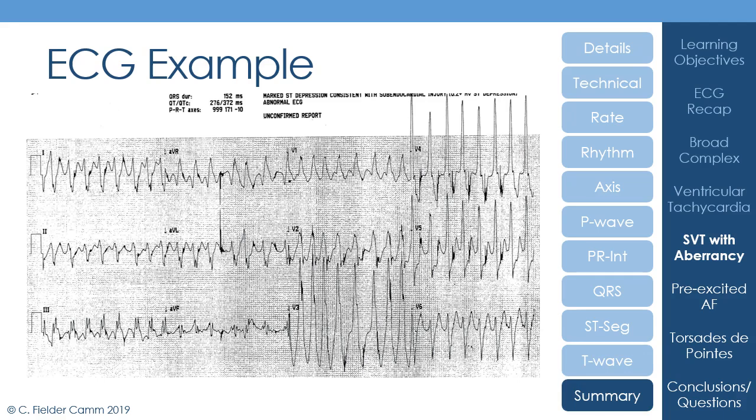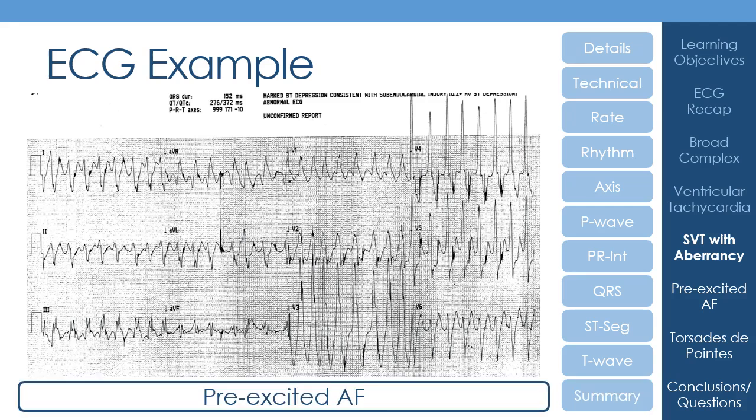So in summary, what we've got here is a broad complex, irregularly irregular tachycardia that doesn't fit with a bundle branch block morphology. And the QRS complexes are very irregular, both in terms of the RR interval, which is irregularly irregular, but also in terms of their amplitude and their breadth. And these features together are really in keeping with pre-excited atrial fibrillation.